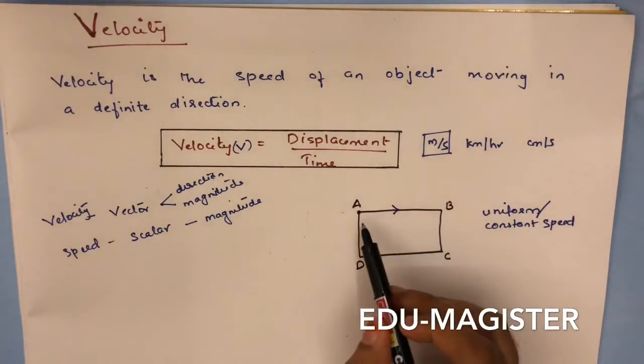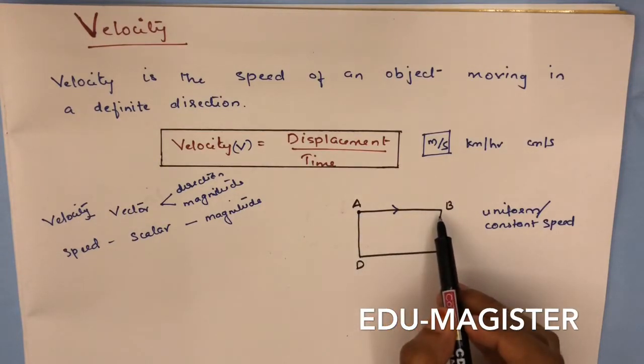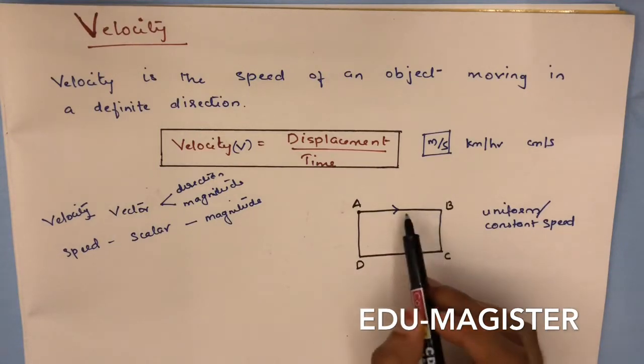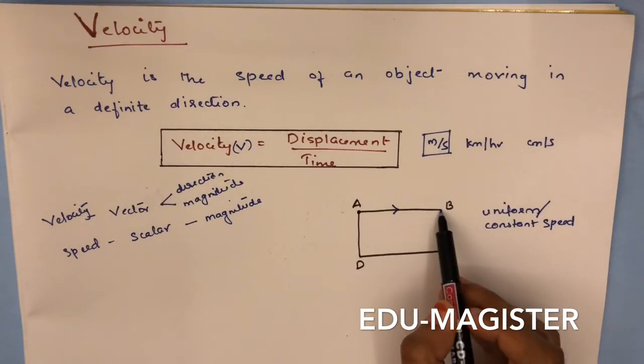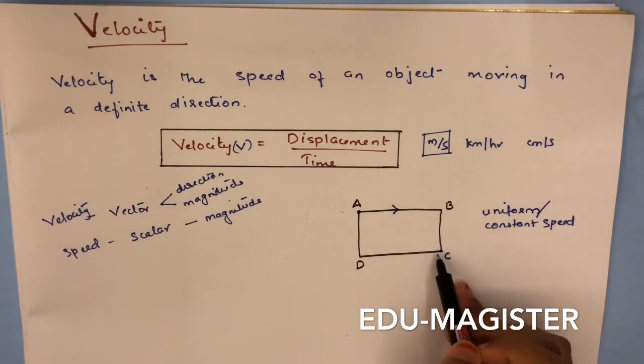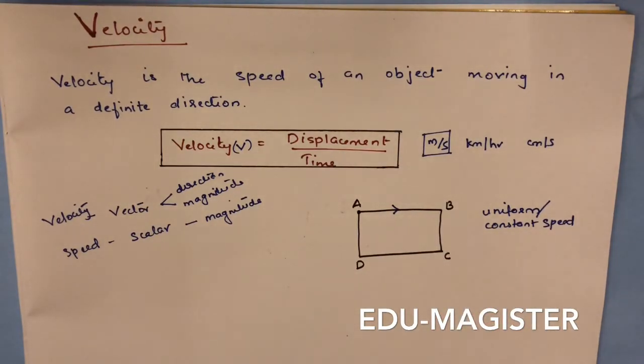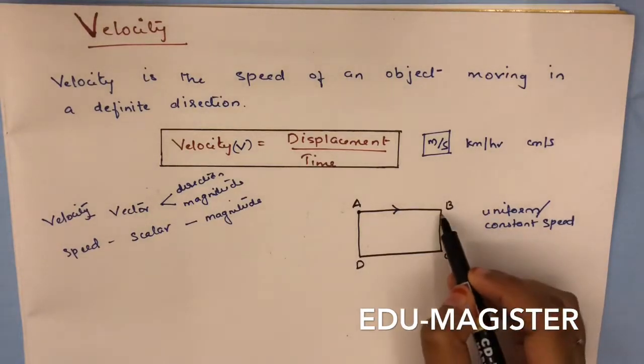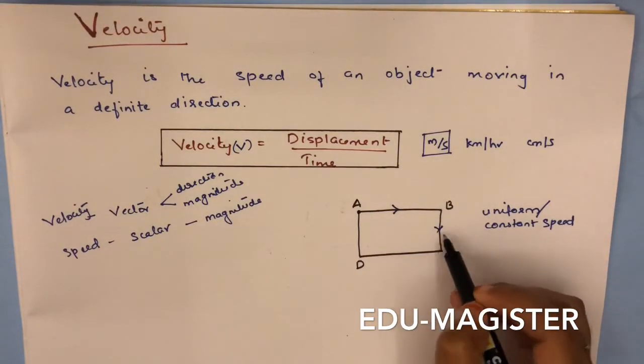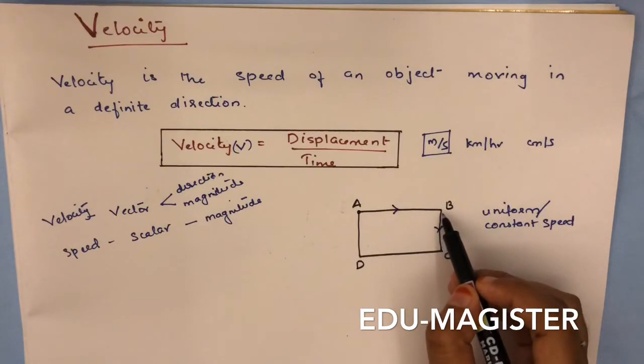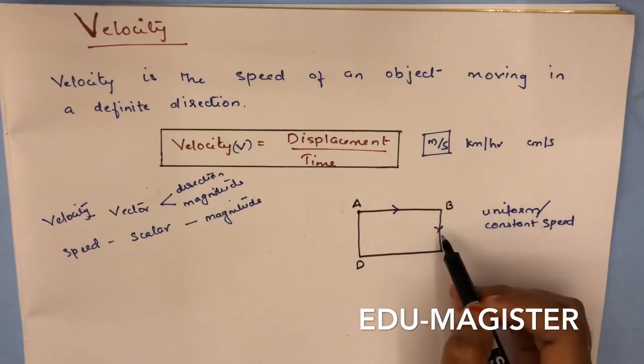Now, as the object starts its journey and it is moving with constant speed, it reaches this point B. Now, at this point B, the object has to change its direction and move towards C, right? In that case, even when the object is turning, it is not changing its speed. The speed is constant, but it changes its direction. So I can say that the object has changed its velocity.